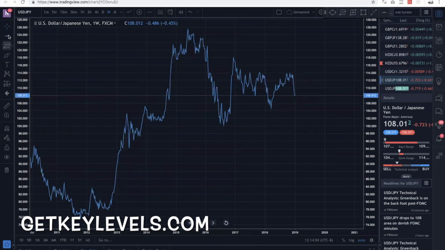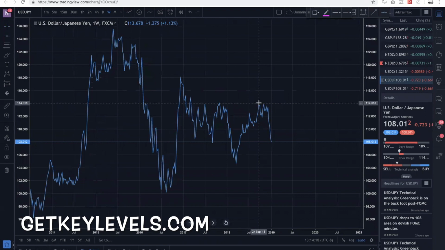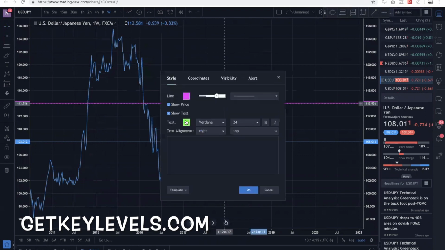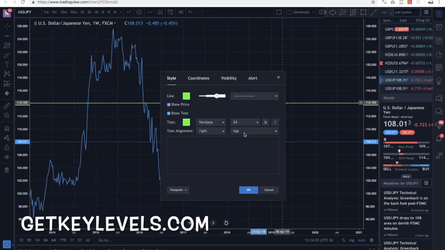We go to our line chart, and I'm going to grab my horizontal line tool, and I'm going to look above price and below it. So above price, I see this area, right? We can see that it's been rejected there multiple times. I'm going to make this green for weekly. You want to get in the habit of labeling your different time frames the same color, okay? So we have green for weekly. This is going to be a weekly key level.